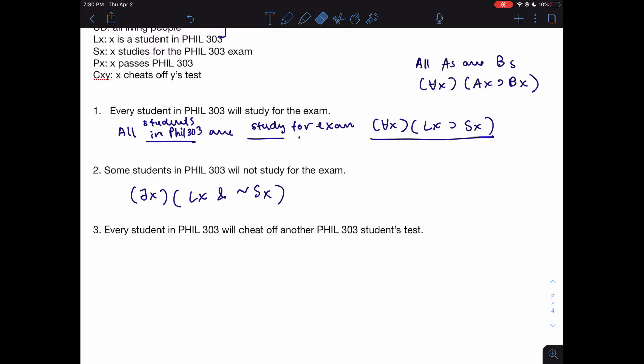Again, this looks like an A-type sentence to me, so it looks like a sentence of the form, all A's are B's, where the A's in the sentence are every student in Phil 303, and the B's are, they're going to cheat off someone else's test. Okay, so we want to, again, create our little schema. So all blank are blank. The first blank is going to be all students in Phil 303.